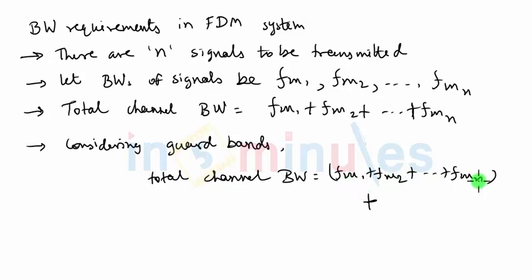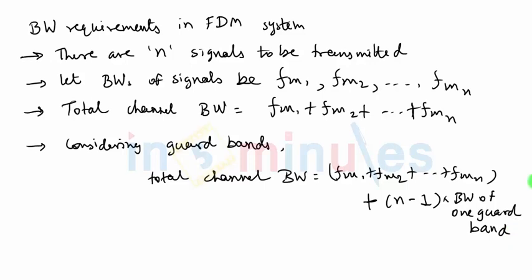Now if there are n signals, then we will require n minus 1 guard bands, because there will be a guard band between each two signals, or each two frequency spectrums, and we will multiply with the bandwidth of a guard band, whose value can vary from system to system. So n minus 1 into the bandwidth of one guard band. This will be the total bandwidth required.